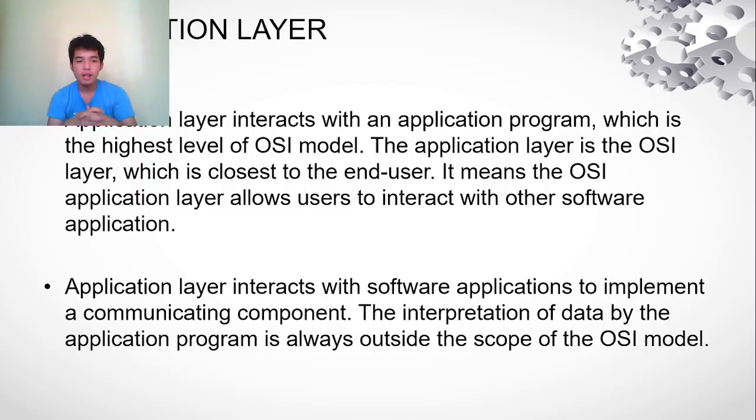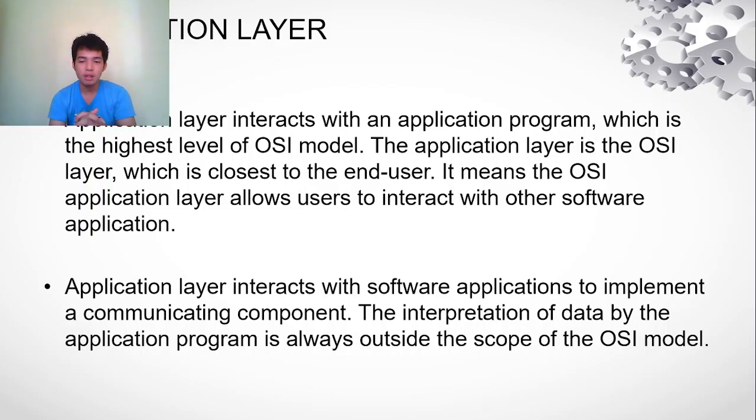So next, the application layer interacts with software applications to implement a communicating component. Not all is based on application programs, but of course in software applications as well. It is important because they are interconnected to each other. Software applications are one of the important things that the application layer has. And the data, of course, because here the data is being passed on by what we call the transport layer, that we will talk about later on.